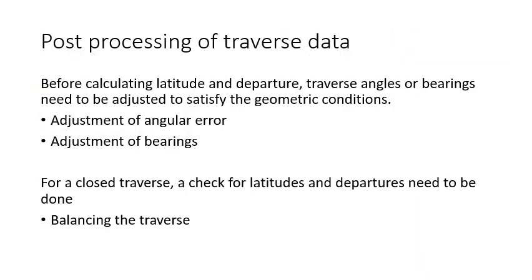So if you find that in your data you have some closing error, then we have to do some adjustments. We have to compensate for that error. So how to do that? That is mentioned here in the post processing of the traverse data. Okay. So before calculating the latitude and departure, you have to adjust your observation.